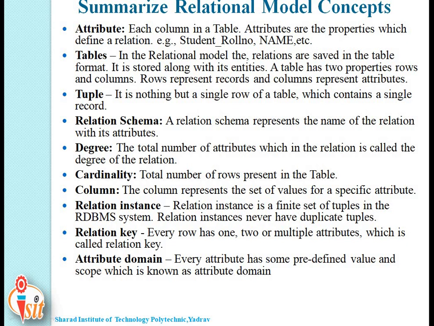Now relation key. Every row has one, two or multiple attributes which are called a relation key. And the last one is attribute domain. Every attribute has some predefined value and scope which is known as the attribute domain. These are the various basic concepts of the relational model.